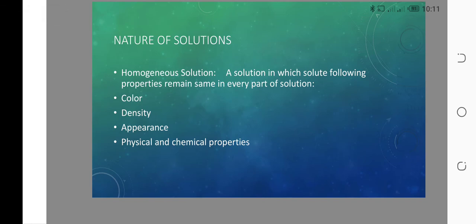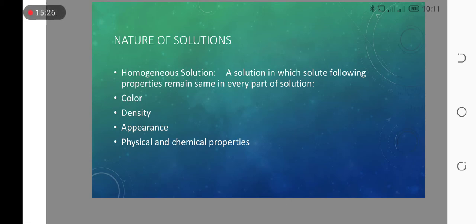Homogeneous means same. You have to keep in your mind that whenever you will see the word homo, then you have to guess that homo means same. So homogeneous solution, homogeneous means same, mixed. So in case of homogeneous solution, solute properties will remain same in every part of solution.